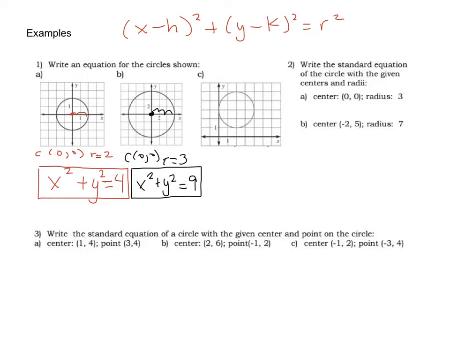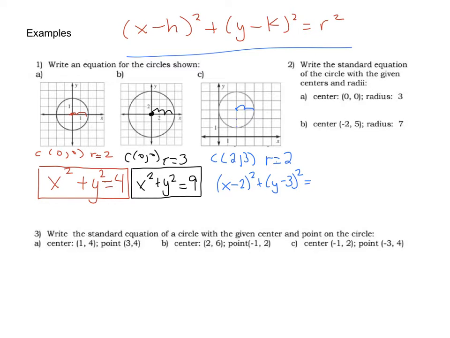Alright, so let's look at C. C has the center there, and that center appears to be at 2, 3. And then if I start at that center and go out to the edge, it's 2 units, so r equals 2. So again, remembering this equation up here, I just want to make sure I take the opposites when I put that in. So this would be x minus 2 squared plus y minus 3 squared equals 2 squared, which is 4.